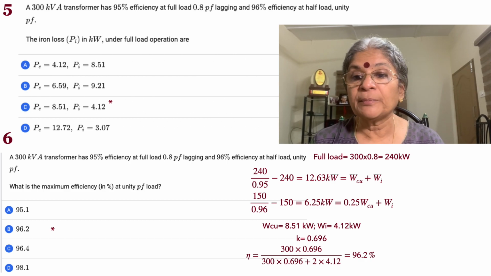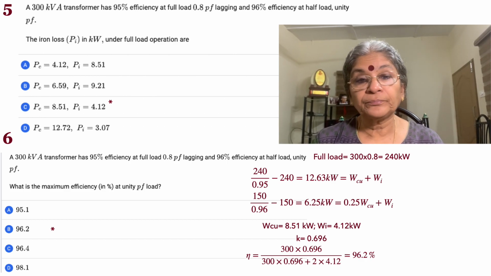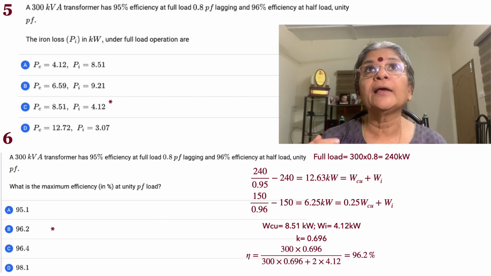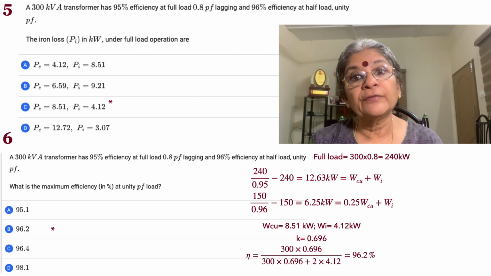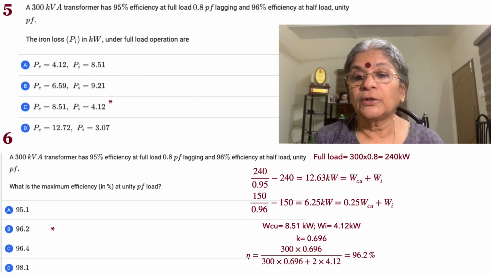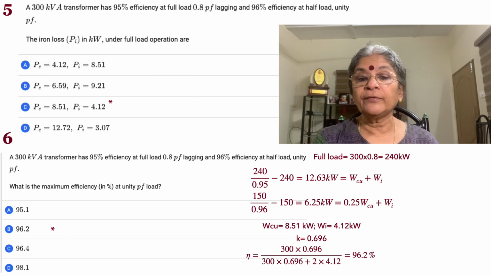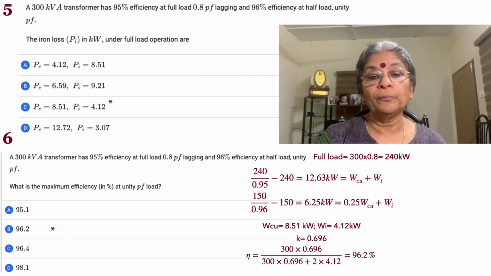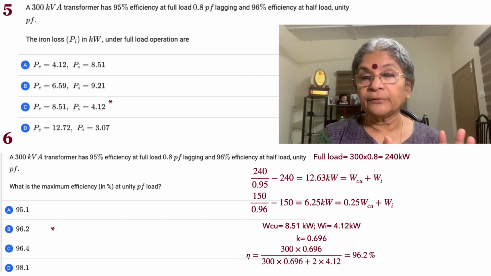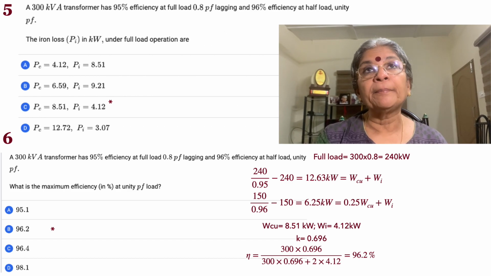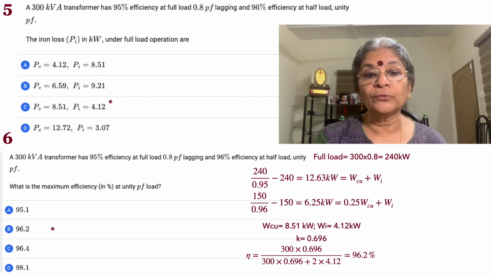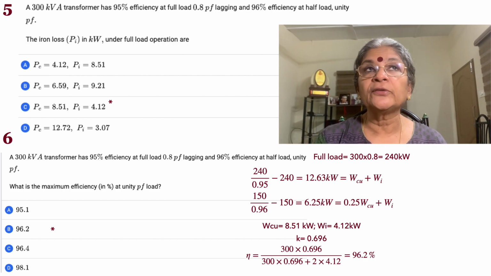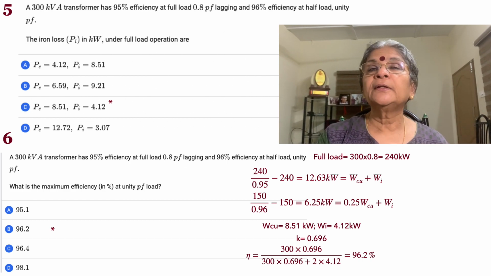First and foremost, we must remember that what is given, 300 kVA, is always the output. Multiplied by 0.8 to convert it into kilowatt, 300 kVA multiplied by 0.8 is 240. Then 240 divided by 0.95 gives you the input.